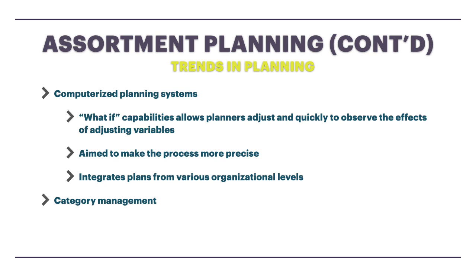Trends in planning. Computerized planning system integrates plans from various organizational levels, which ensures a match between financial and merchandise plans, bottom-up and top-down plans, and unit and dollar plans. What-if capabilities with computerized planning systems allow planners to adjust and quickly observe the effects of the adjusting variables. Computerized planning systems are aimed to make the process more precise.